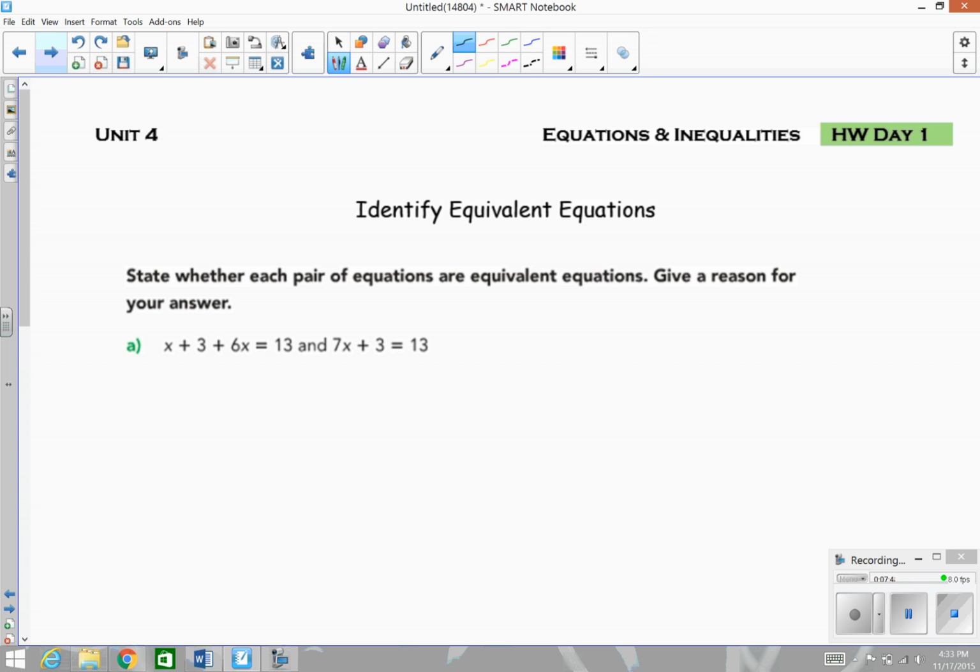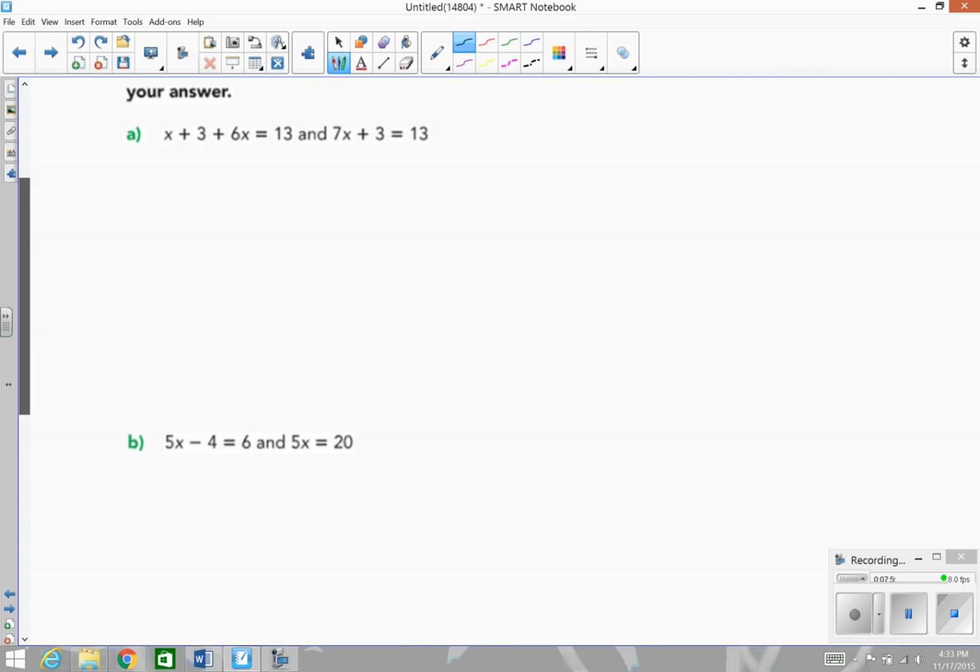Okay, so this is the heart of what we're getting at, identifying equivalent equations. State whether each pair of equations are equivalent equations, and give a reason for your answer. So here we go. I'm going to look at, there's 2 different equations here, the first one and the second. I want to start solving them, or getting them into a form where I can make them equivalent. So for this, I'm always going to draw my river on the equal sign.